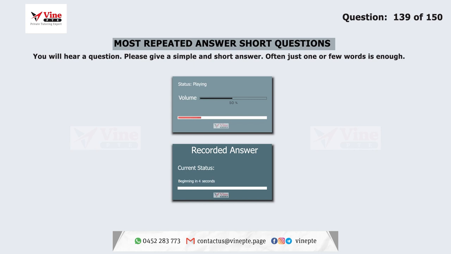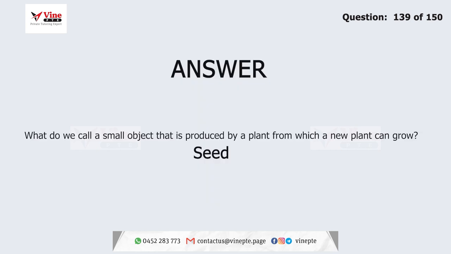What do we call a small object that is produced by a plant from which a new plant can grow? Seed.